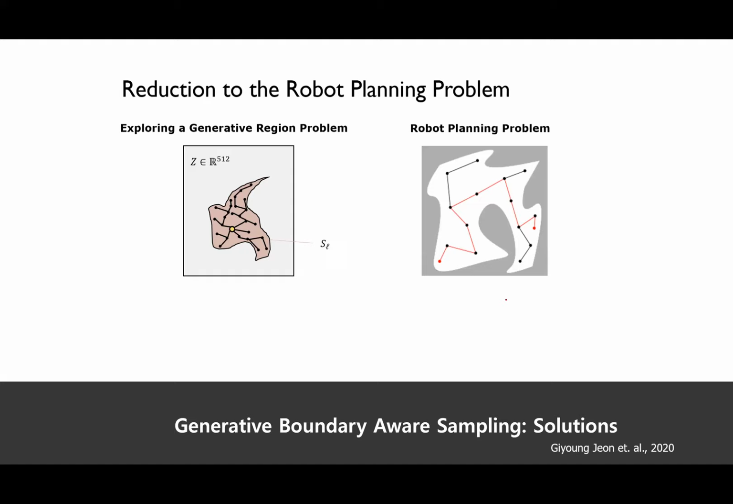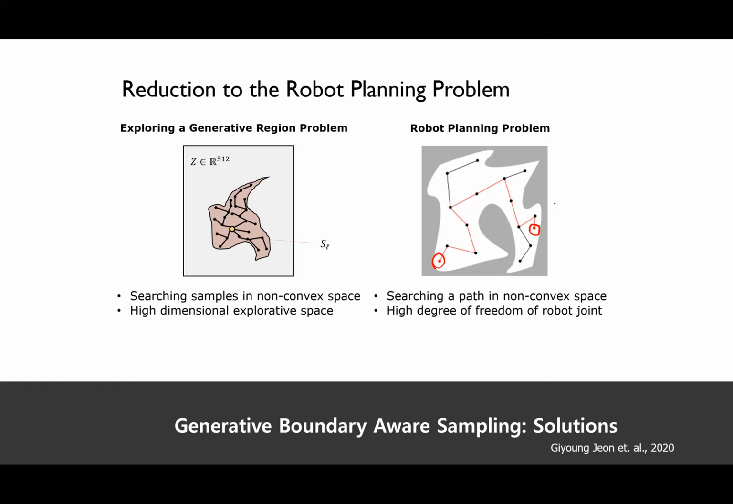So what we do here is take the generative region as it is, non-convex, and turn it into a robot planning problem. Then we can use the solutions previously used in robot planning. We are searching for samples in a non-convex space, exploratively searching the space. In robot planning, one searches for a path from the starting position to the goal position. While doing this, they can fill the space of the non-convex region. It is a high-dimensional space with a high degree of freedom.